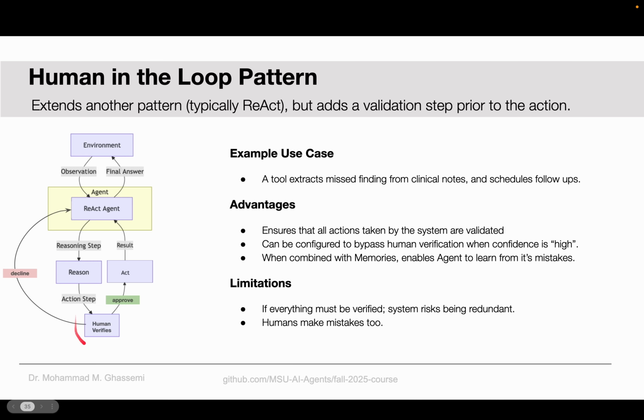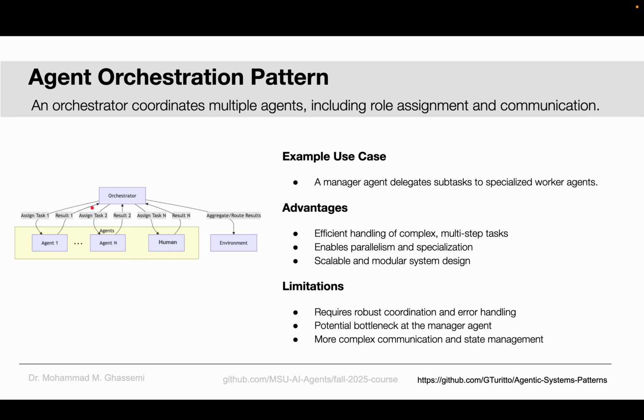A last thing to note here is that human beings also make mistakes. So you might have a circumstance, depending on how reliable the human user is here, where even if they decline an action, it may or may not mean that the action was the wrong one. So there's an interesting meta problem to be solved when you're dealing with a human in the loop.